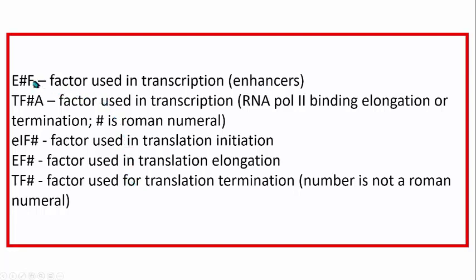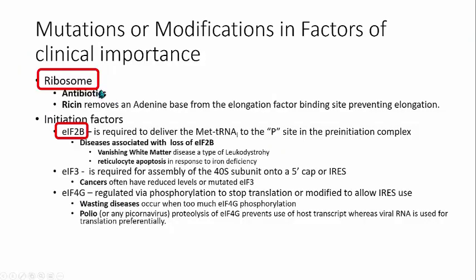Make sure that you can identify whether I'm saying E2F, EF2, or TF2. Those mean very different things. So make sure you understand everything in this table, and you can identify factors based on the type of numbering that is used. You do need to know that mutations are taken advantage of in the translation event.